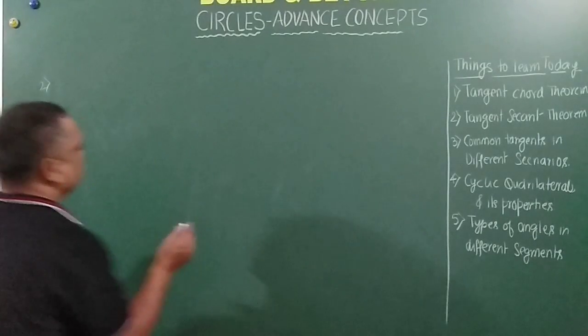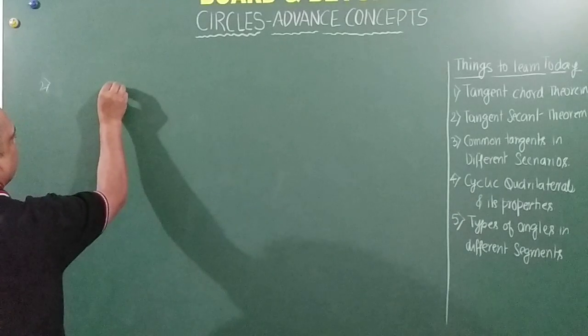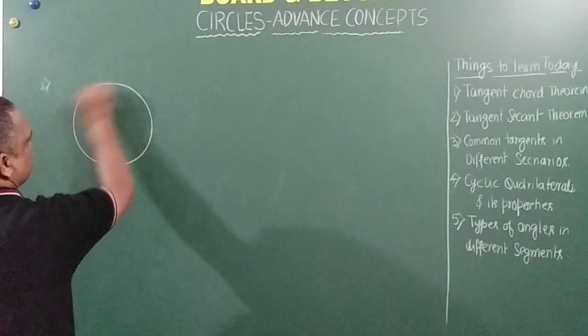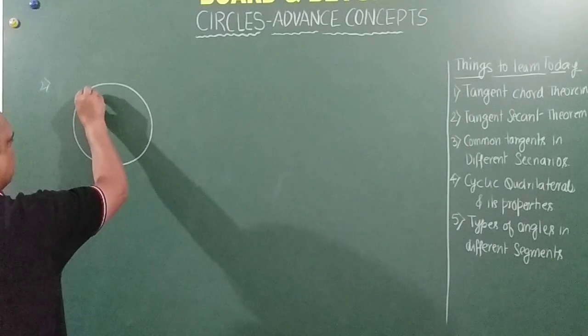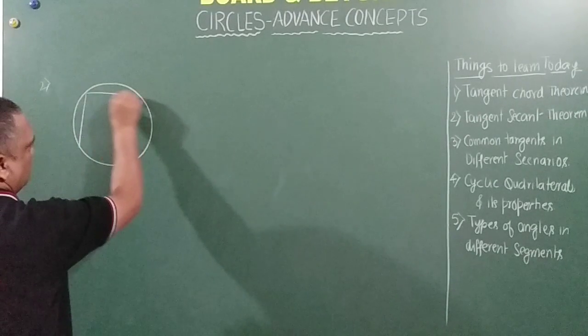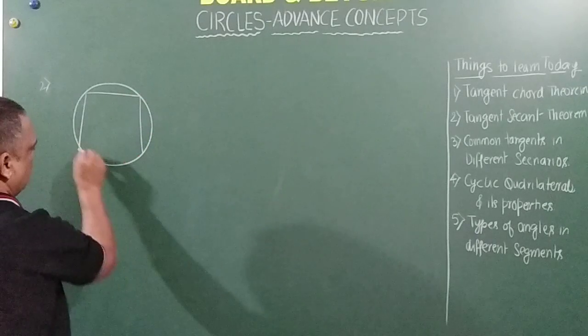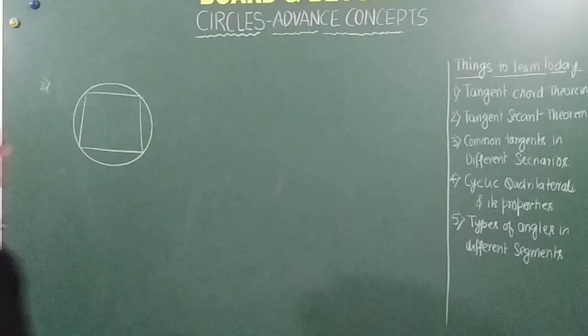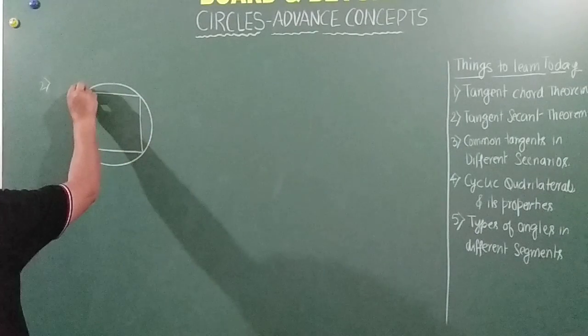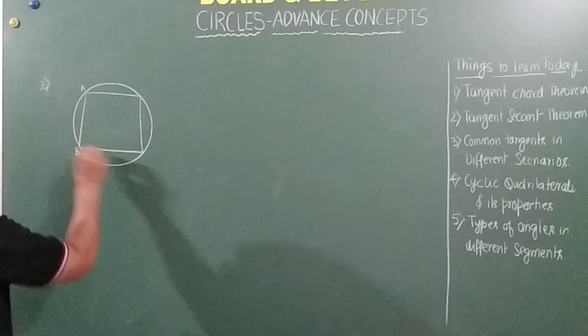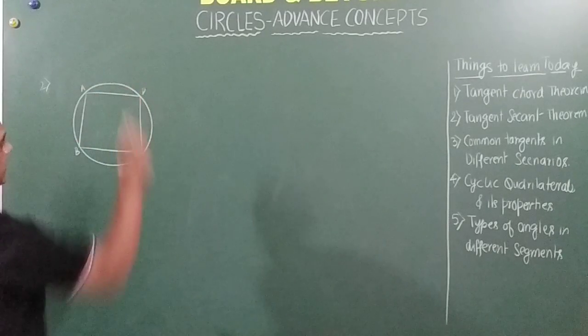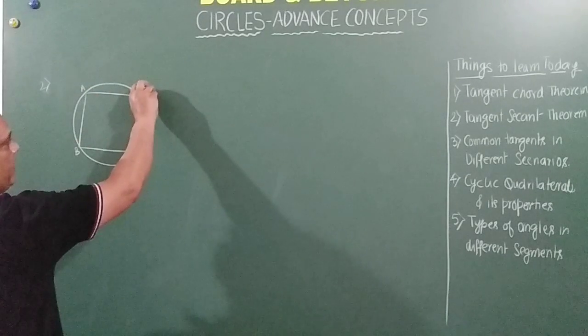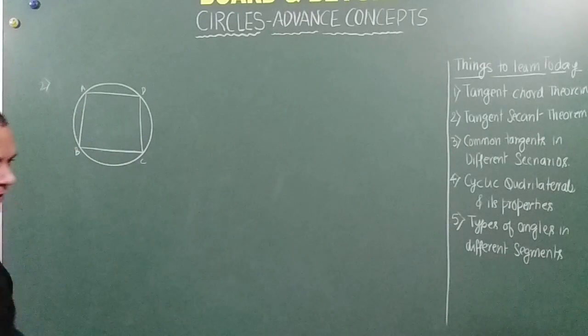For example, it can have multiple shapes. Let us say this is a circle, friends, right? Let's say this is a quadrilateral ABCD, A, B, C and D, right? This is a cyclic quadrilateral because it has been fit inside a circle.